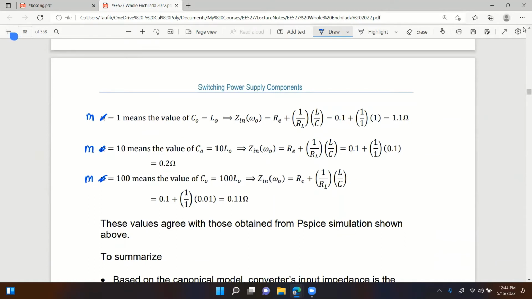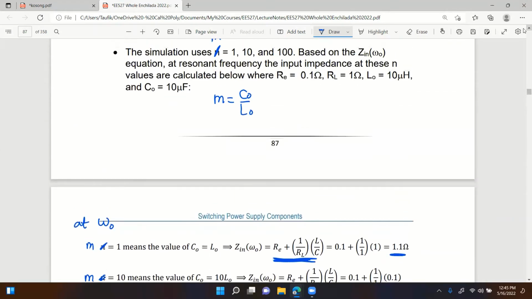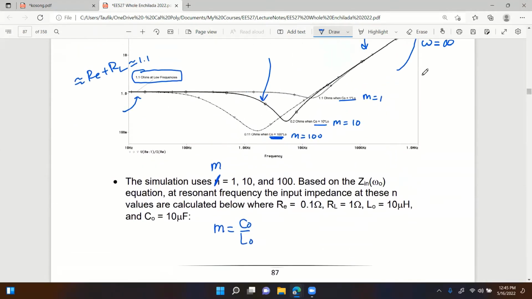So you can see at resonant frequency, at omega naught, when M is equal to 1, I just plug in those values for the resonant frequency. It turns out to be 1.1 ohms for M equal to 1. So let's check if it's the case. When M is equal to 1, it is 1.1 ohms right here. And it is 1.1 ohms. What is it? It's like a negative sign. That's a negative minus, sorry, hang on.